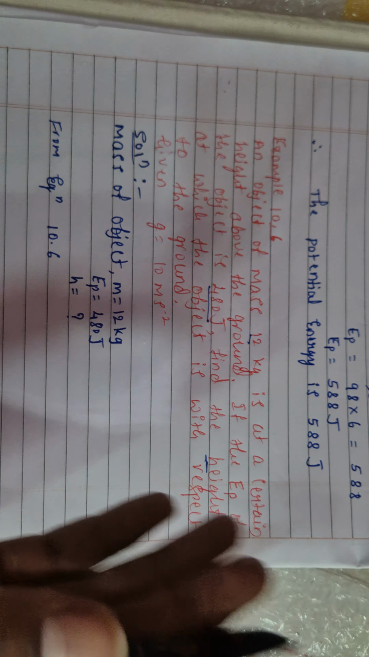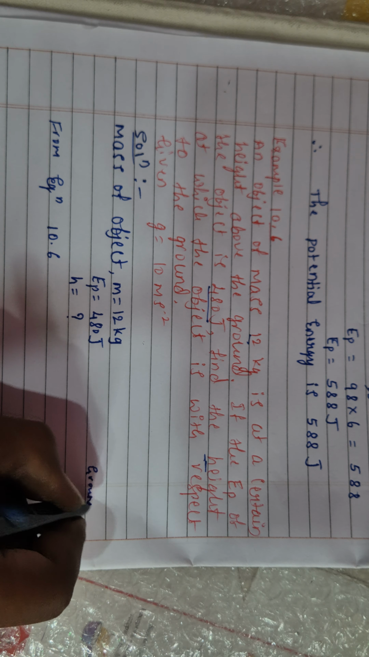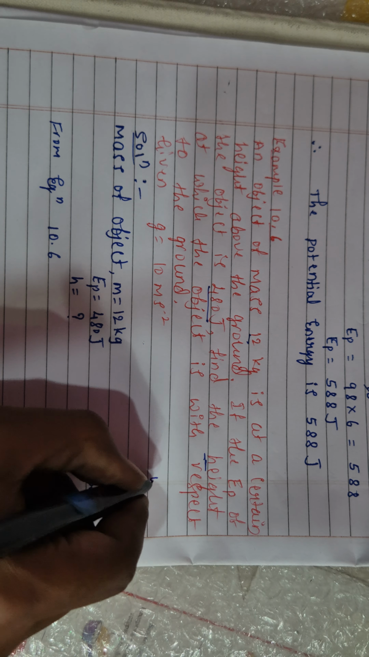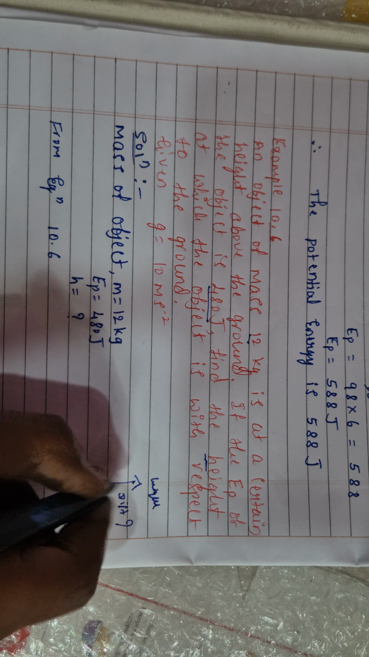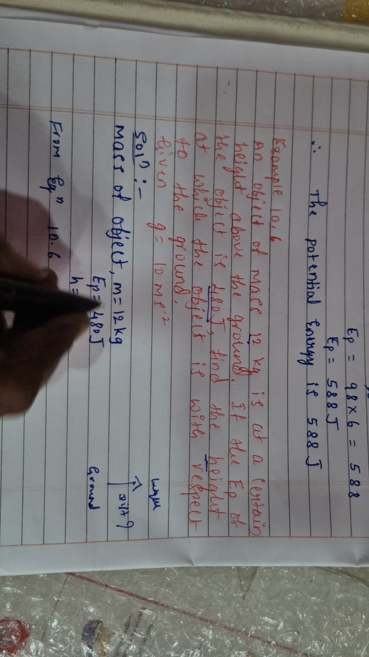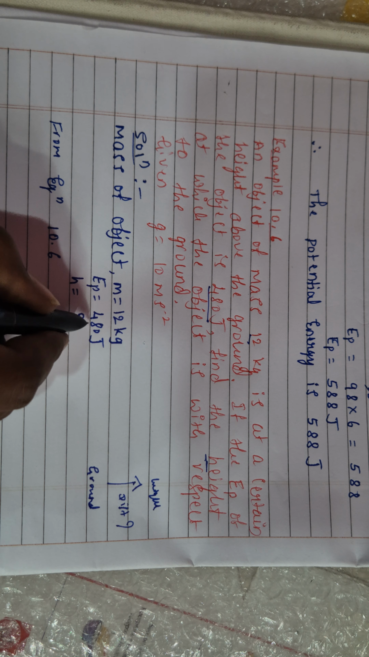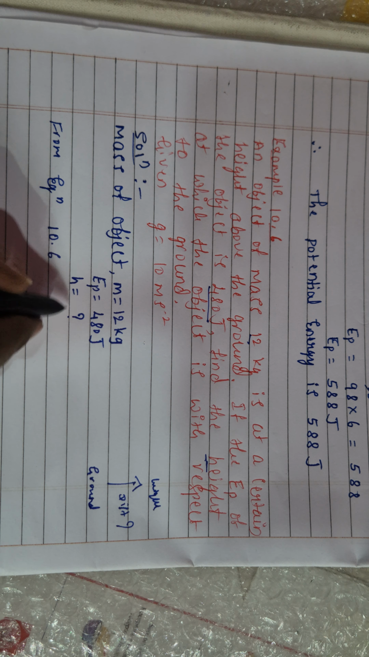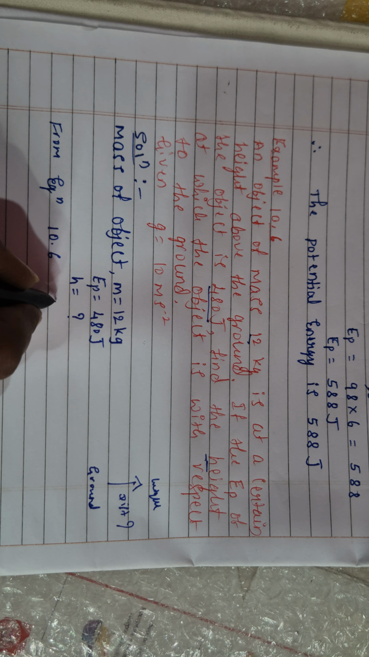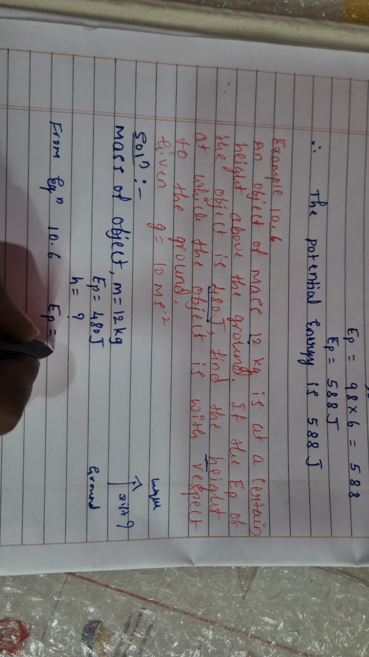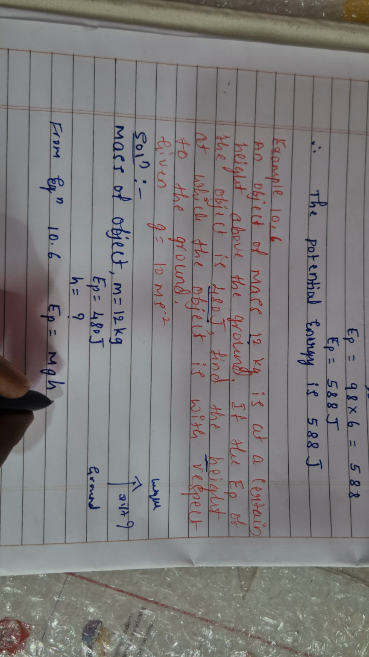It means how much distance it covers from the ground to the certain height. So we have to calculate the distance from the ground to the height. Here we already know the mass of the object is 12 kg and potential energy is 480 joules. We find the height. We know the formula from equation 10.6. The formula is Ep is equal to mgh. Potential energy is equal to mass into gravity into height.